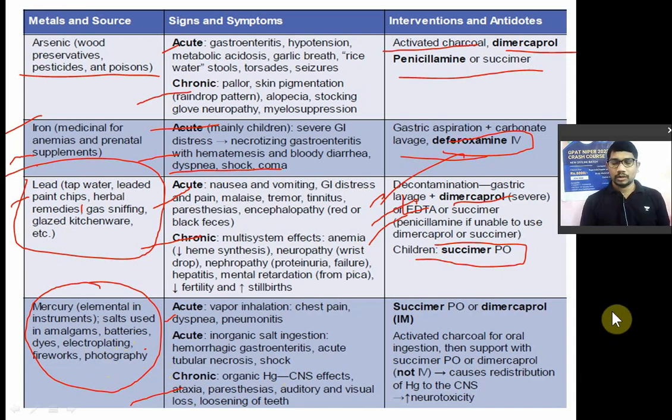So what is the antidote? Succimer or dimercaprol. Succimer by oral route, and dimercaprol by intramuscular route. Activated charcoal can be used to prevent absorption of the unabsorbed mercury.